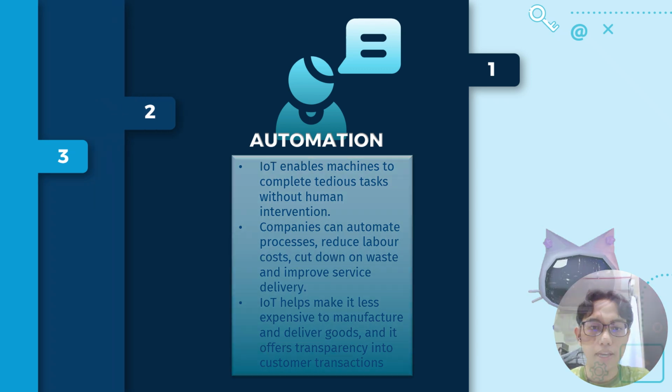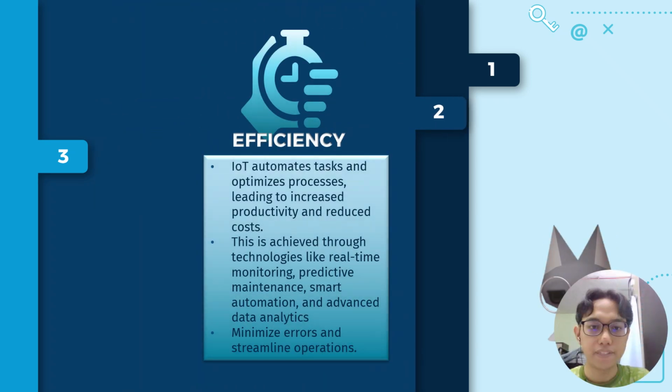Number 2, efficiency. Internet of Things automates tasks and optimizes processes, leading to increased productivity and reduced costs. This can be achieved through technologies like real-time monitoring through smartphones and computers, smart automation, and advanced data analytics. By this, it can also minimize errors and streamline operations in our work.